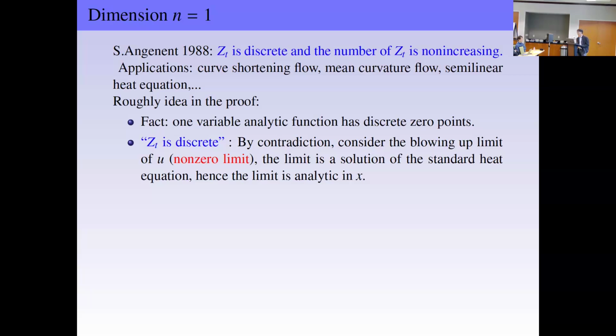For the standard heat equation, we know that the limit is analytic in the space variable x. That will be a contradiction, right? Since any analytic function has discrete zero points, but the limit is analytic, so that cannot be. So every nodal point will be discrete. But we need to prove that the blow-up limit is non-zero. This is the non-trivial part.